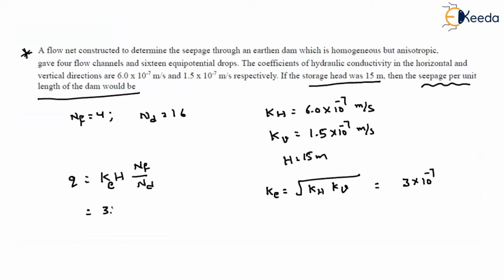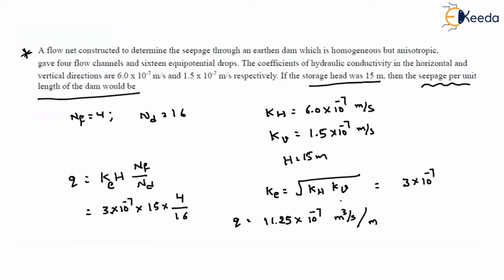Substitute the value here. Equivalent value 3 into 10 power minus 7. Head available is 15. Number of flow channels is given as 4. Potential drops is given as 16. So if we solve this, the flow will be 11.25 into 10 to the power of minus 7 meter cube per second per meter length of the beam, right?